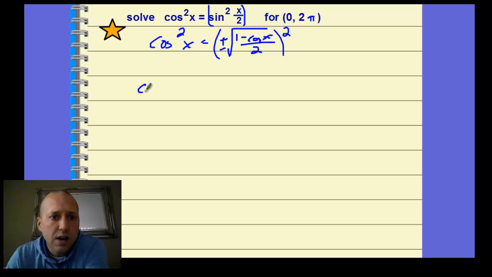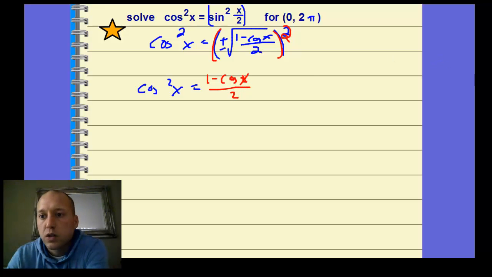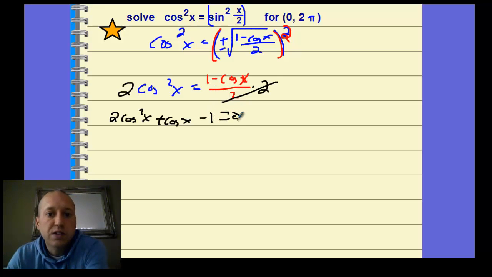That's kind of nice. So now we have cosine squared x equals, and then if we square this side, a positive squared is positive, a negative squared is still positive, so you get rid of the positive and negative, and the square root squared goes away. So we just get the 1 minus cosine x over 2. So now we can go through our solving technique. Let's multiply both sides by 2. So those are gone. And then I'm going to add my cosine x to both sides. Subtract the 1 from both sides. So we have this side equals 0.